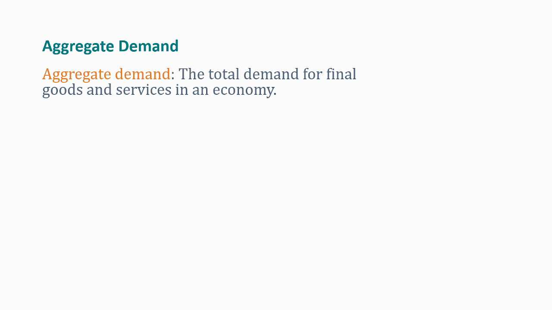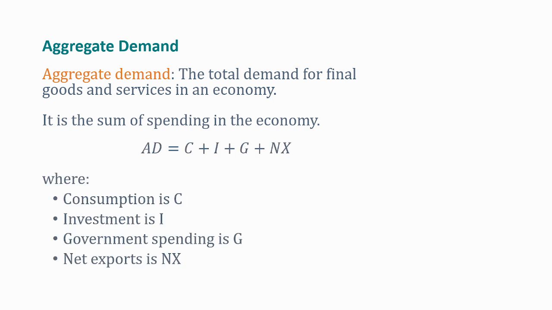Aggregate demand means the total demand for final goods and services in an economy. We can say it's the sum of spending in the economy. This is the formula of aggregate demand: AD equals C plus I plus G plus net exports. Here C is household consumption, I is private investment, and G is government spending. Net exports equal exports minus imports.